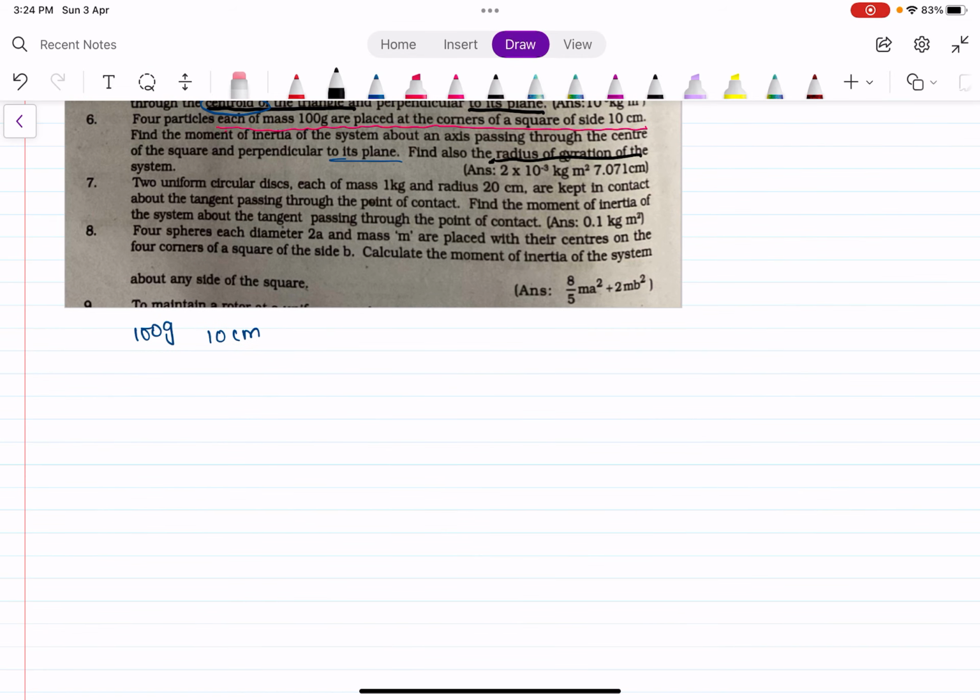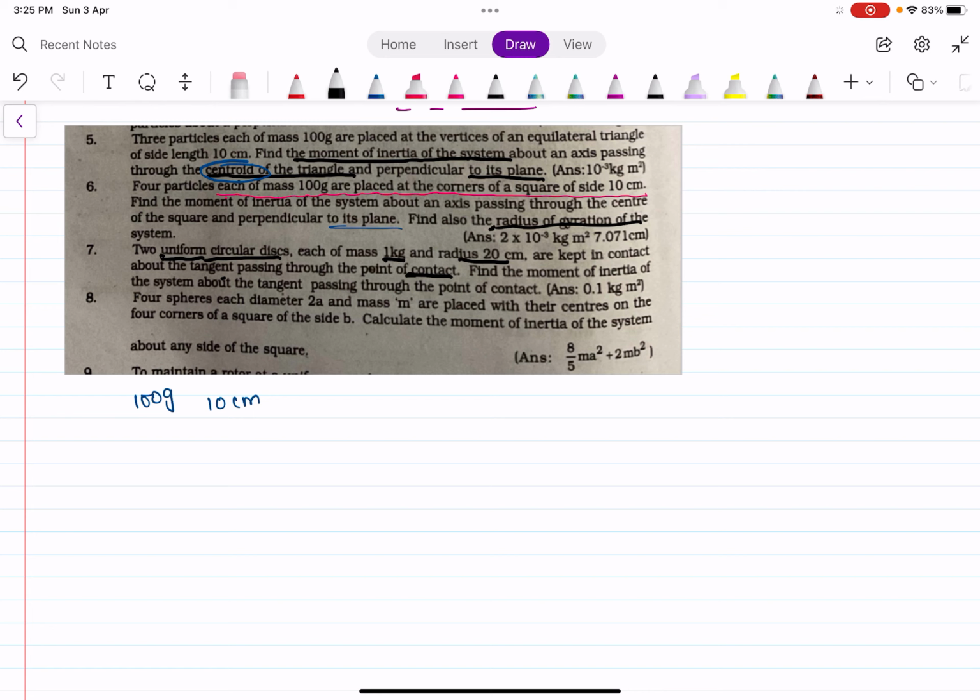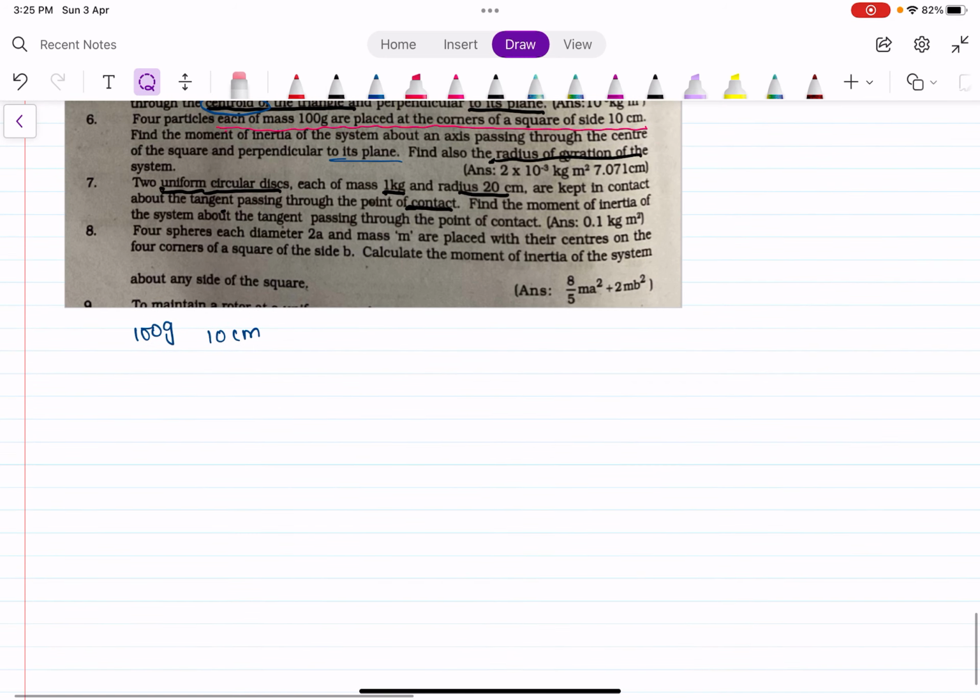Now the seventh one is about four particles. Two uniform circular discs, each of mass 1 kg and radius 20 centimeters, are kept in contact about the tangent passing through the point of contact. Both of them are circular discs, and both are kept in contact.